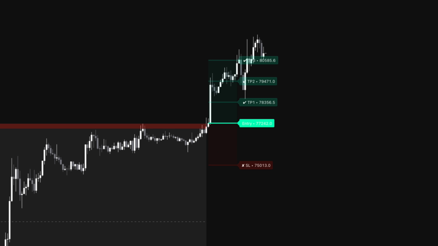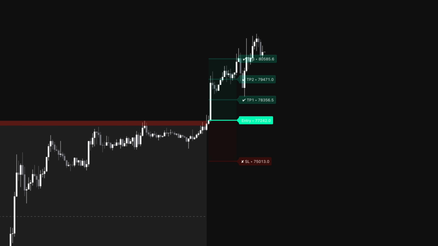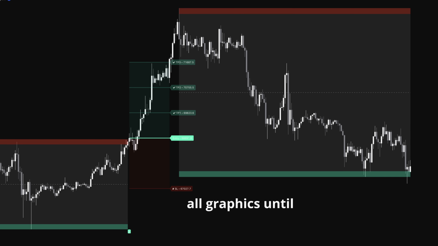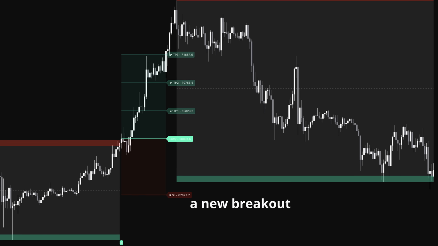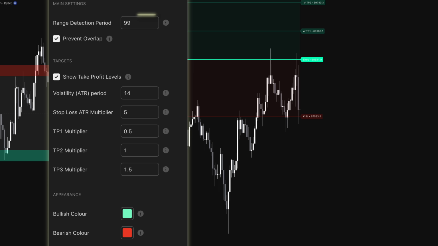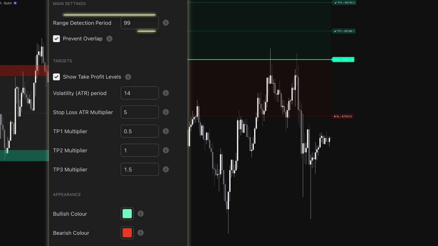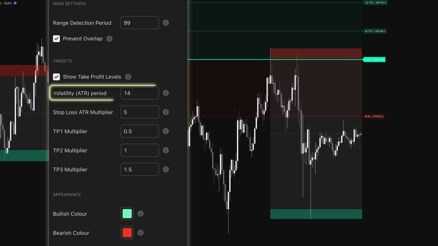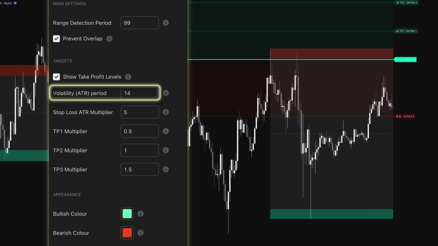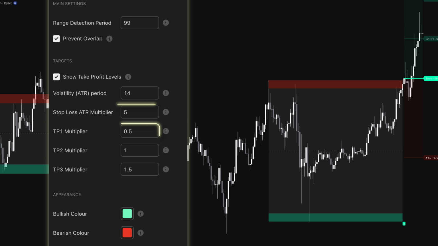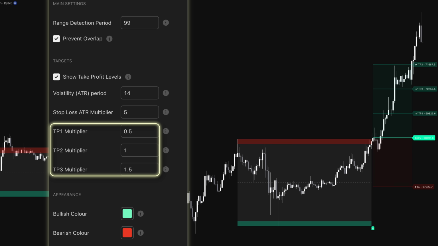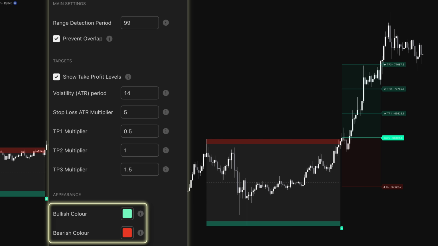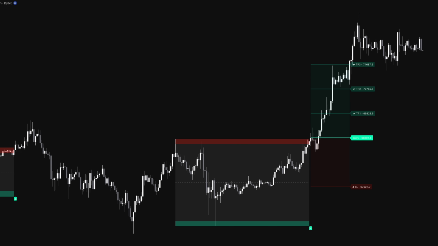Lines and labels display entry price, stop loss, and all 3 targets with extending tracking until TP3 is reached. The system maintains all graphics until TP3 hits or a new breakout occurs. Customization includes range detection period, overlap prevention toggle, ATR period for volatility measurement, stop loss multiplier, and 3 independent TP multipliers. Color controls adjust bullish and bearish scheme elements.